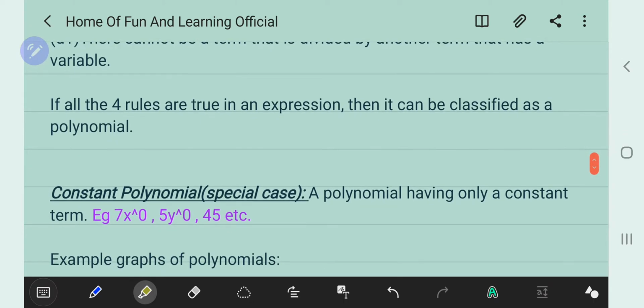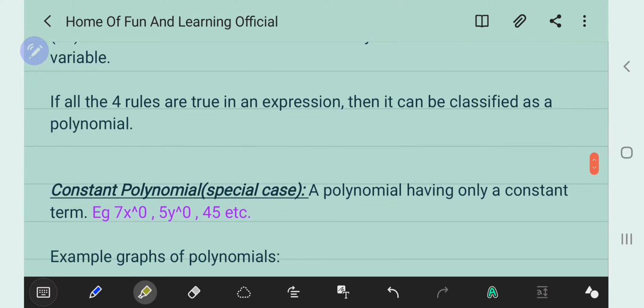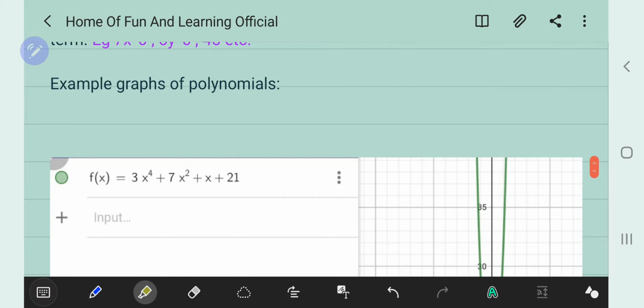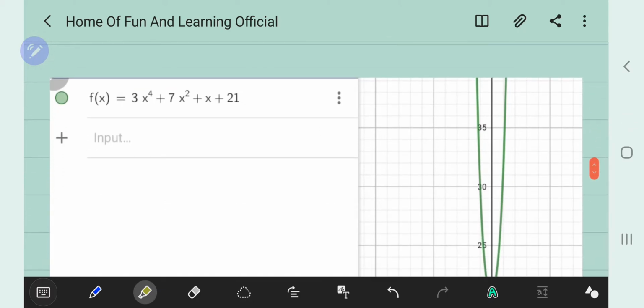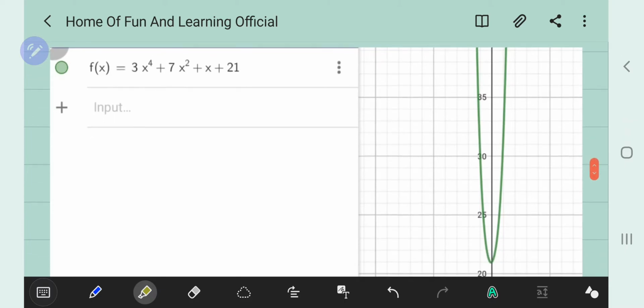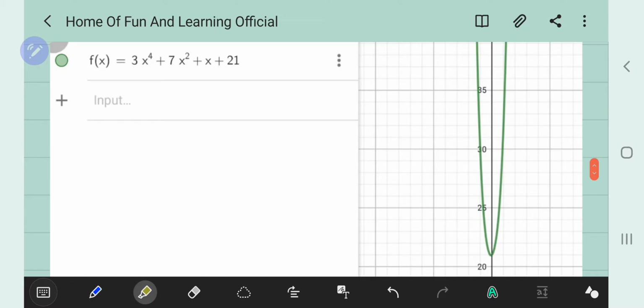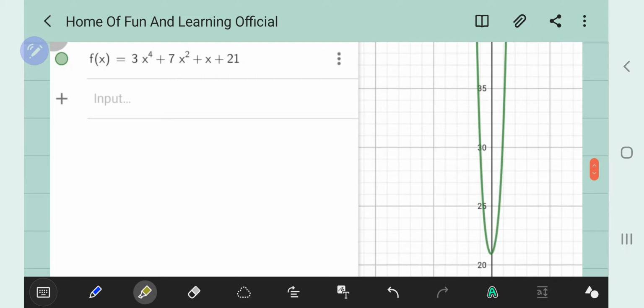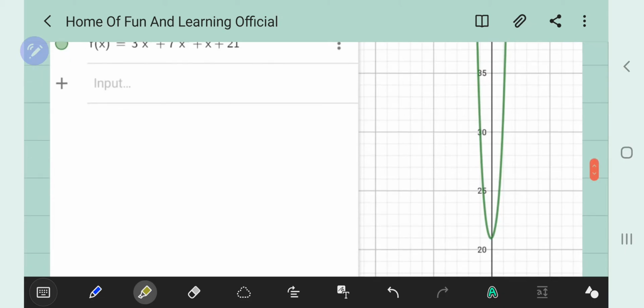Okay, now we will look at the example graphs of polynomials, and see how the graphs of polynomials look like, and they follow all the four rules. Okay, so this, 3x to the power 4 plus 7x squared plus x plus 21, this is a polynomial. It follows all the above mentioned rules, and its graph, you can also see it's a continuous graph. You can trace it using a pencil or a pen without lifting it up, so that follows all the rules.